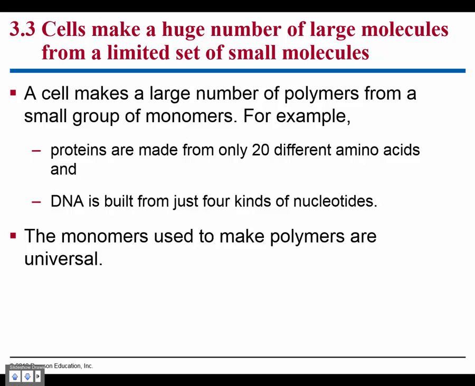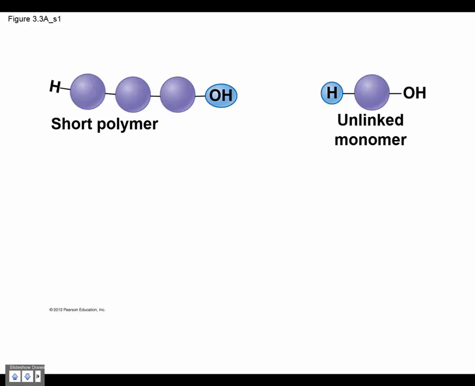And so our cell can make all sorts of different polymers all the time. Proteins are made from only 20 different amino acids, yet it makes up all our different proteins. DNA is built from just 4 kinds of nucleotides. And the monomers used to make these polymers are all universal, and that's very important.